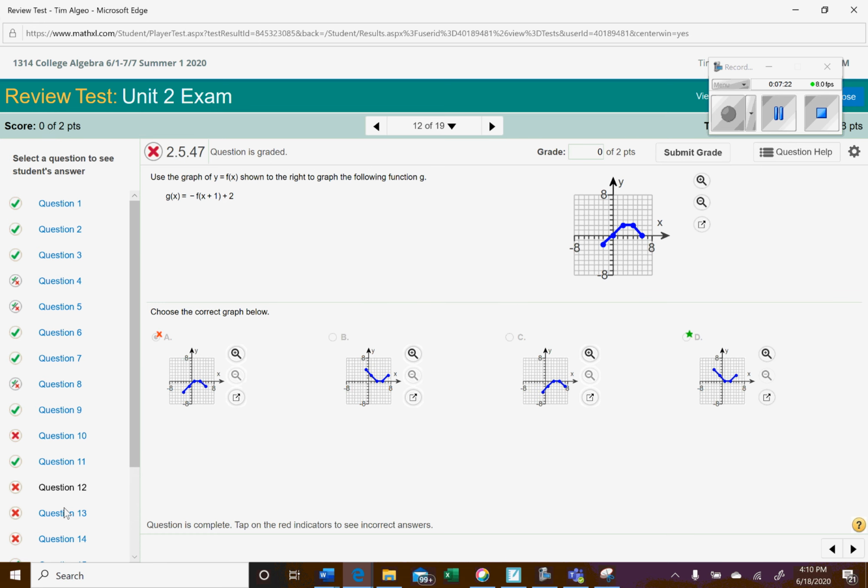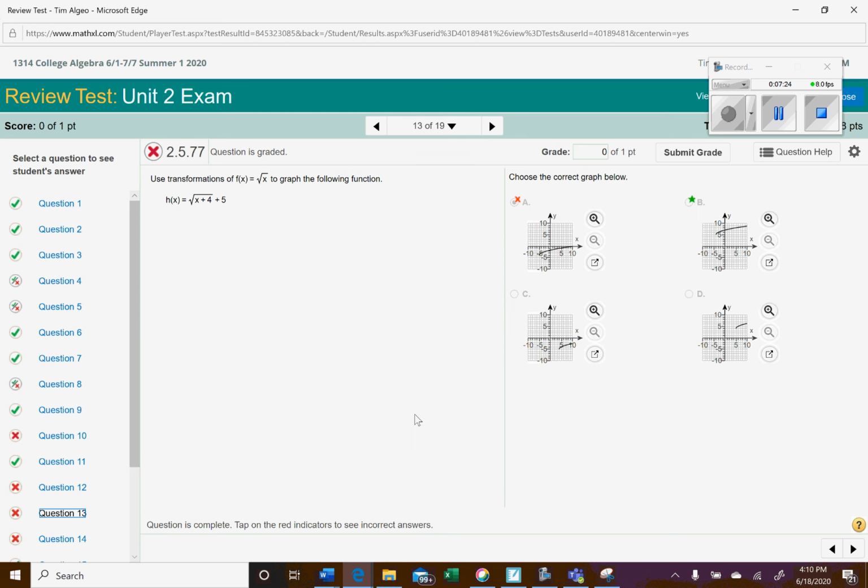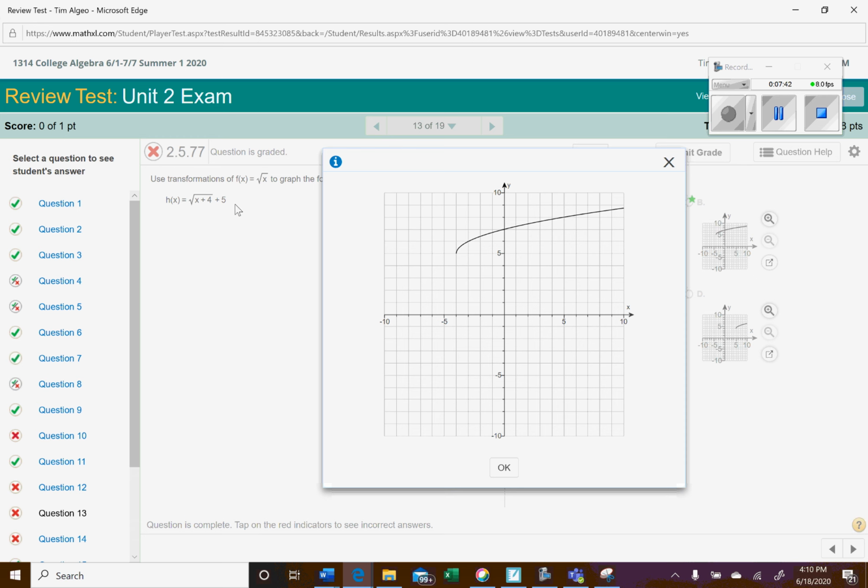Okay, let's look at 13. So this one's the square root function. So you want to start with the square root function, which you kind of look at those 3 original points and then move them the way the transformation is. So this graph would have originated right there at the origin, and then you're going to go left 4, up 5. So you can see you go left 4, up 5, and that's how that point ended up there, and that's how your other key points also moved.